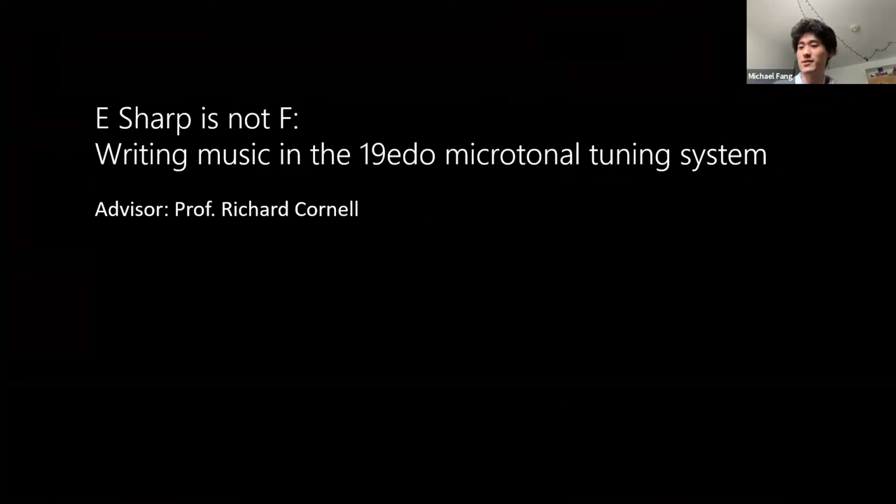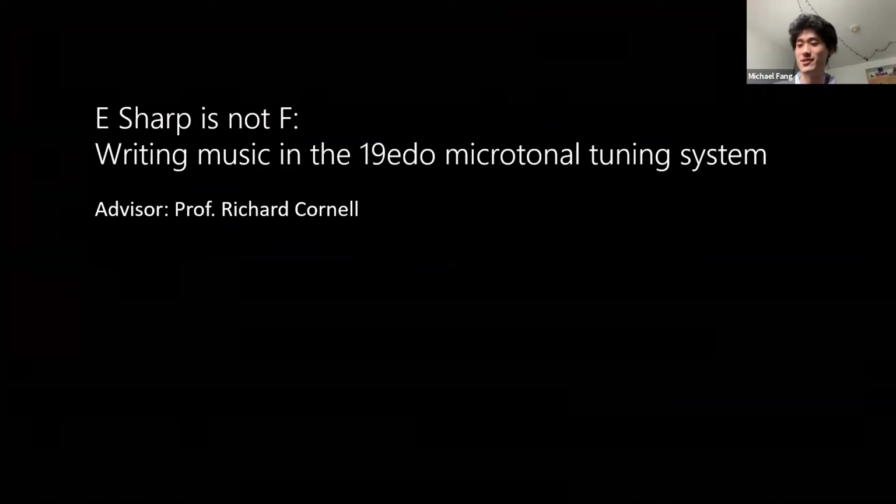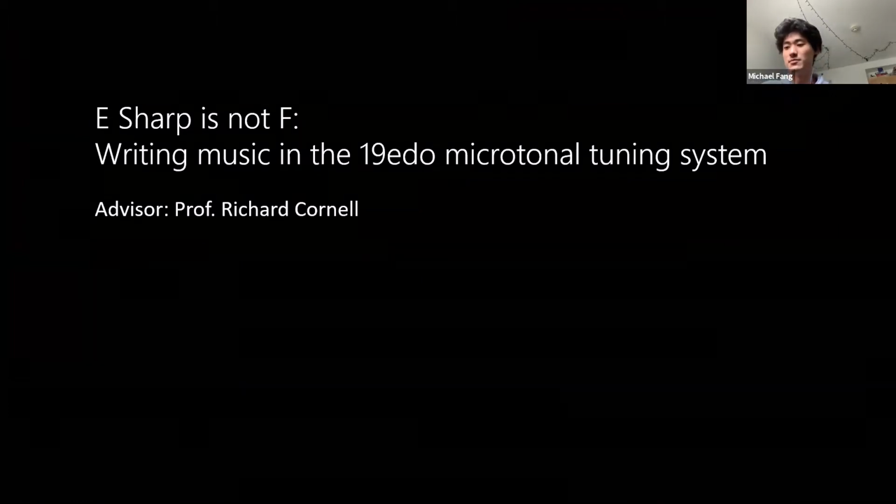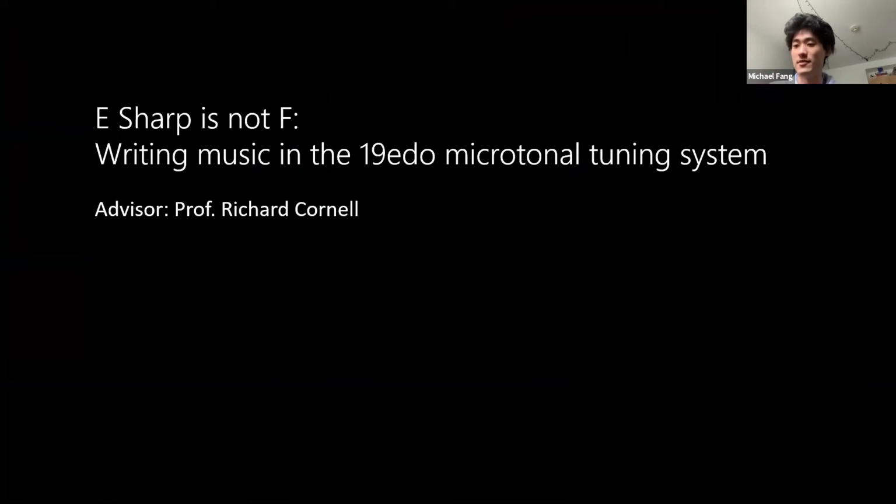I wrote 3 short pieces in the 1980 tuning system, which is a system that extends the current Western tuning and allows for greater expressive freedom, while at the same time retains the familiar aspects of the current system. So my presentation is mostly about the background of tuning systems and what 1980 is about. I'll play a few short snippets at the end of the pieces I wrote.